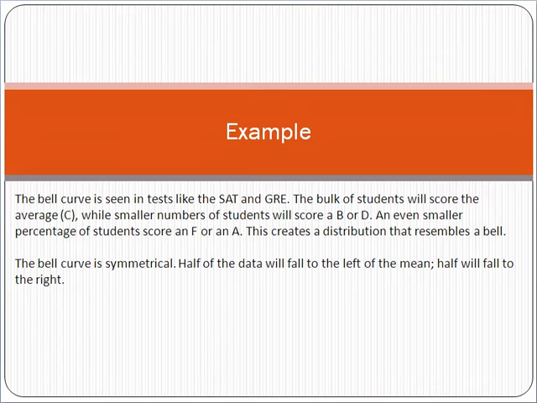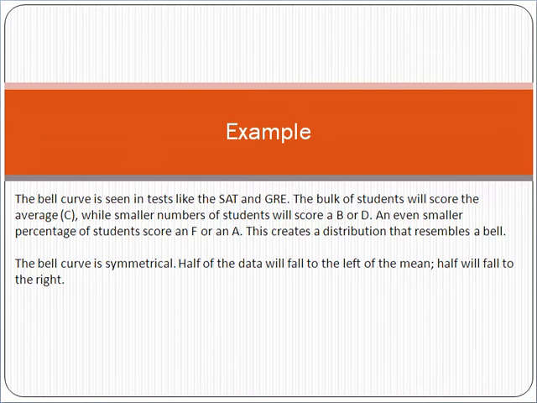Okay, average is the bulk, you can see the mean, while a smaller number of students will score B and D, and an even smaller percentage of students score F and A. This creates a distribution that resembles a bell. The bell curve is symmetrical. Half of the data will fall to the left side of the mean, half will fall to the right.